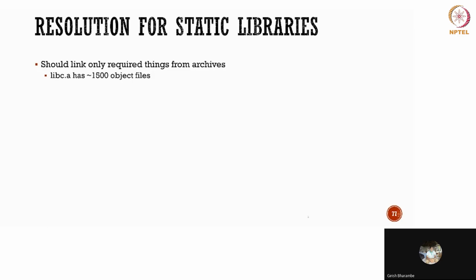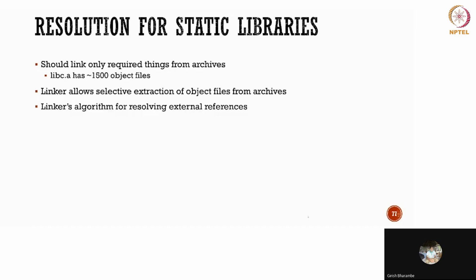In some programs, you might be using strings. In some programs, you might be using malloc. In some programs, you might be using both of them, right? So you don't want to pay for what you're not using. So the way the linker works is for static libraries, it allows you to extract only the objects that are needed, okay? And a typical implementation of the linker's algorithm is something like this, okay?